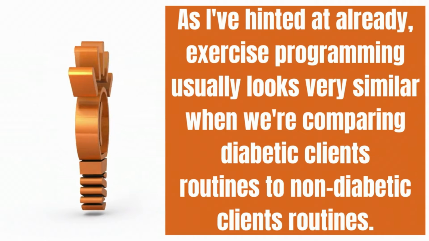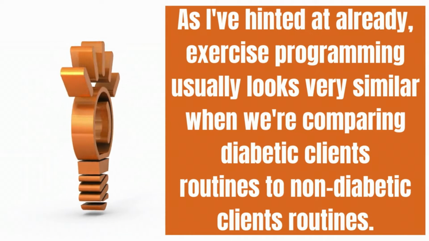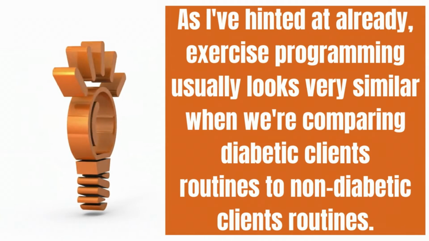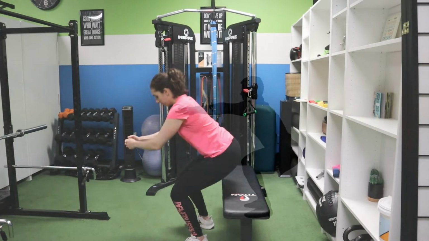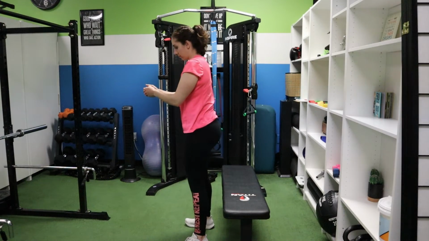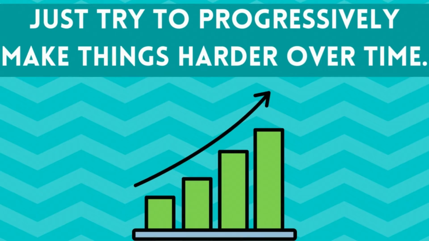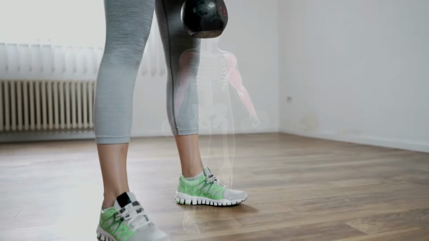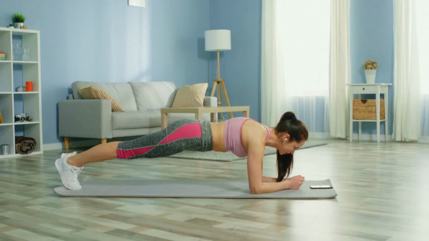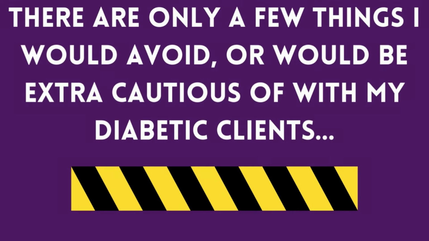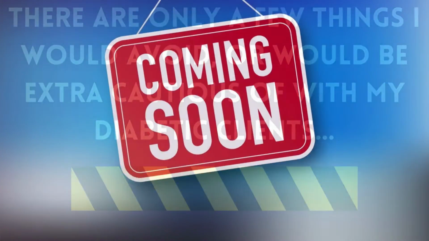As I've hinted at already, exercise programming usually looks very similar when we're comparing diabetic clients' routines to non-diabetic clients' routines. Try to program mostly compound movements like the squat. If your client needs to modify movements initially, like squatting to a bench for instance, that's totally fine. Just try to progressively make things harder over time. Include other compound lifts, accessory lifts, core moves, again, pretty much everything you do with a non-diabetic client. There are only a few things I would avoid or would be extra cautious of with my diabetic clients, and we'll go over what those things are soon.